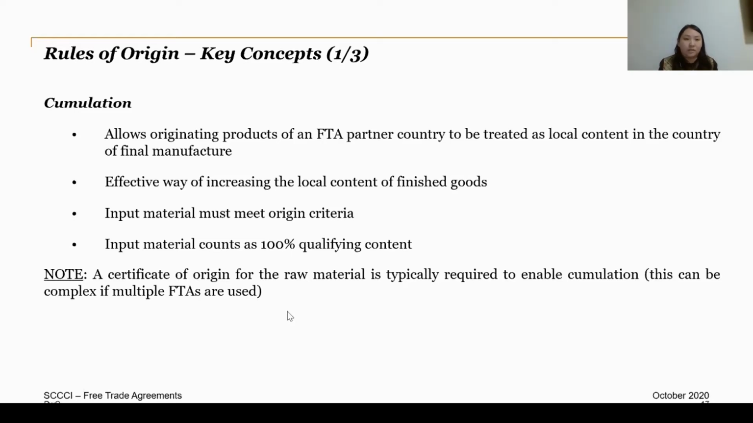Once the product from the FTA partner country is originating, we can consider it as 100% local originating. To do that, we would need to prove that the product was originating in the partner country. So we also need to have the relevant documentation proof to say origin in this FTA partner country.